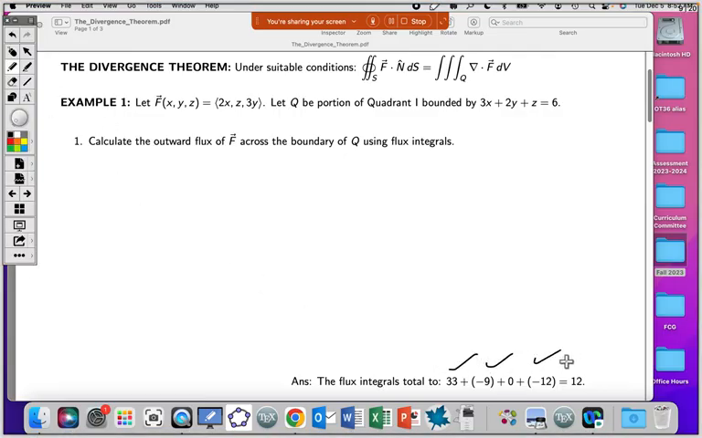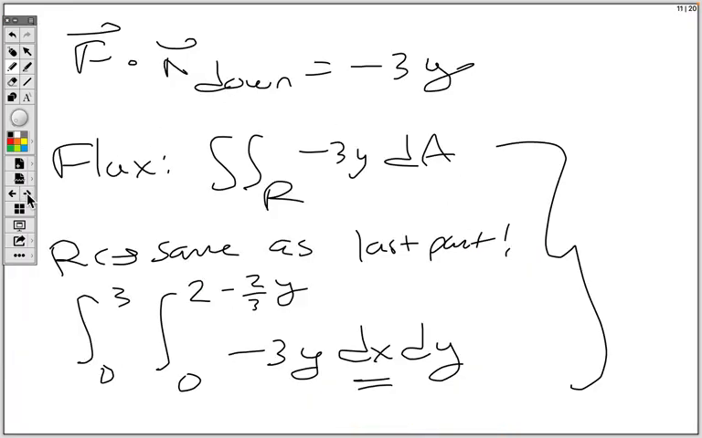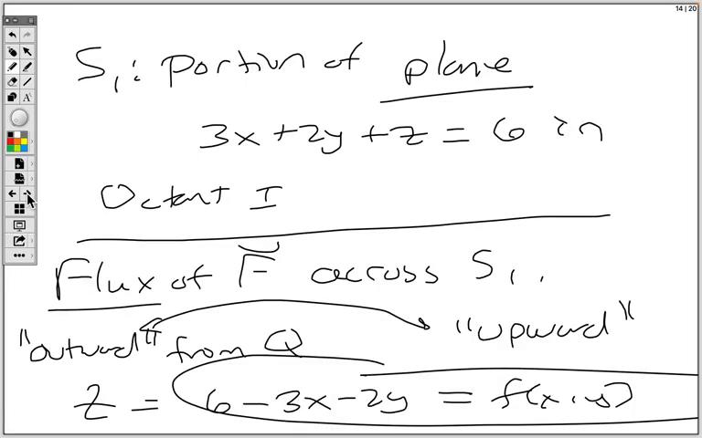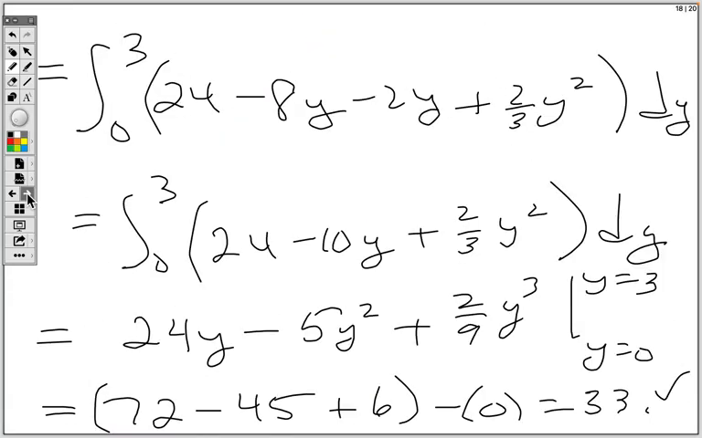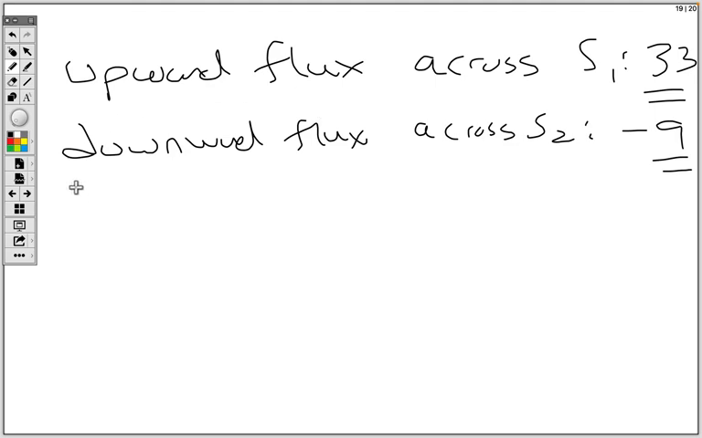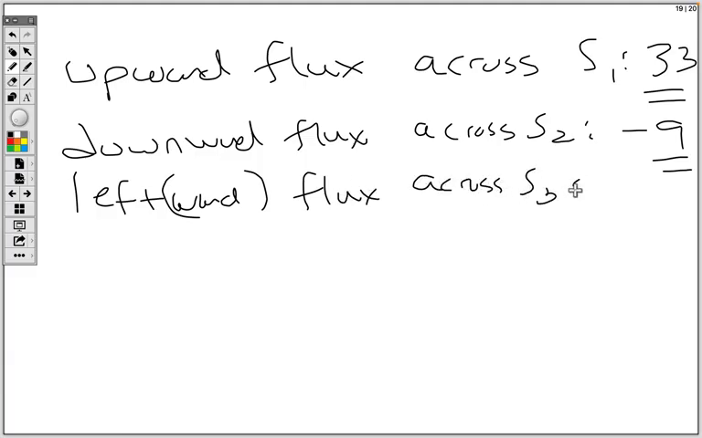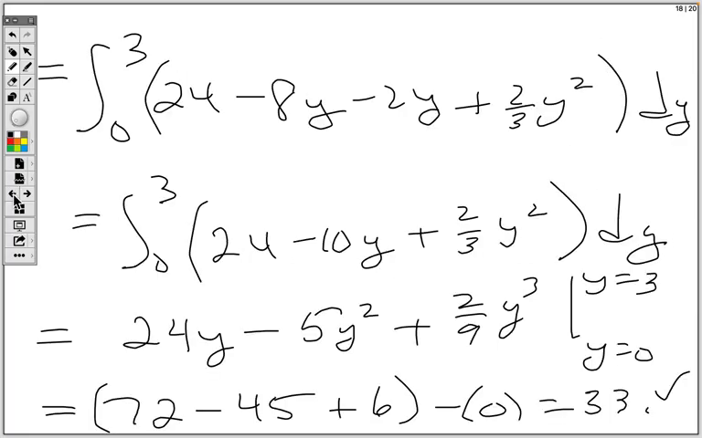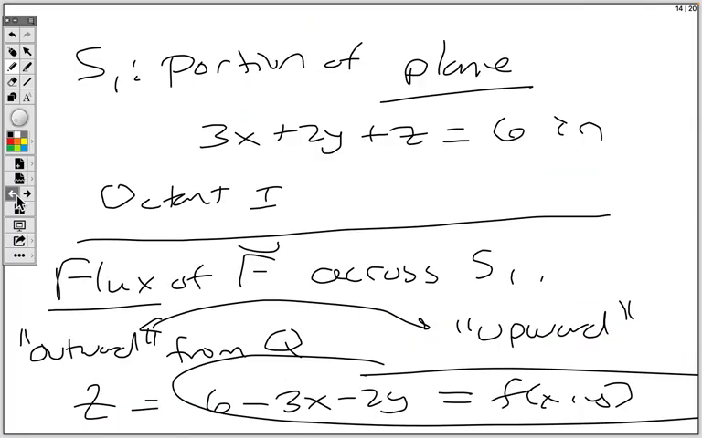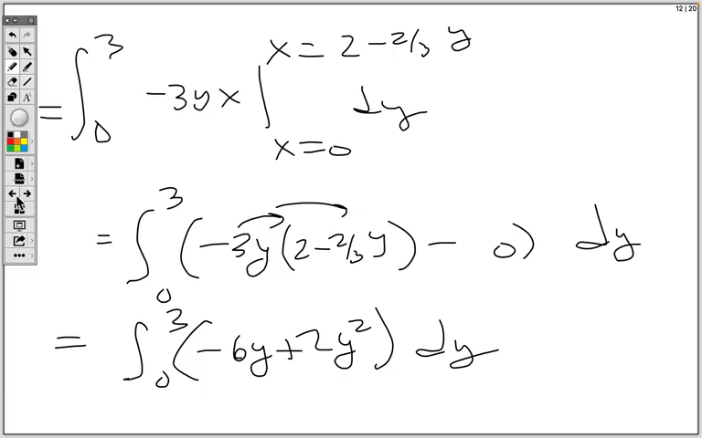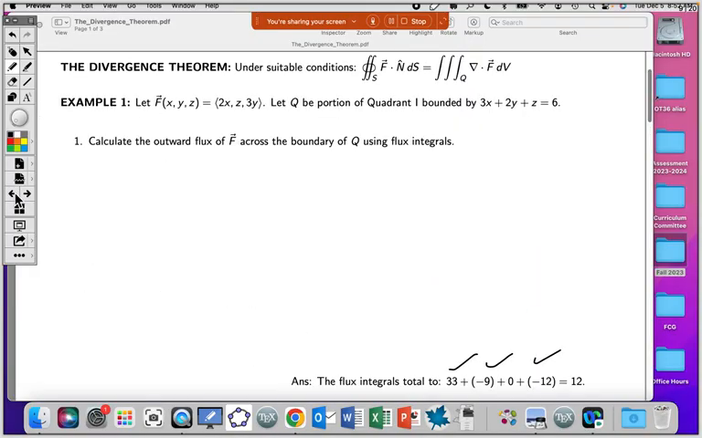All right. Okay. So now we got one more to do. So now let's put that in there. The leftward flux across S3 was negative 12. Right? That was right. Negative 12. Yep. Okay. All right, one more.